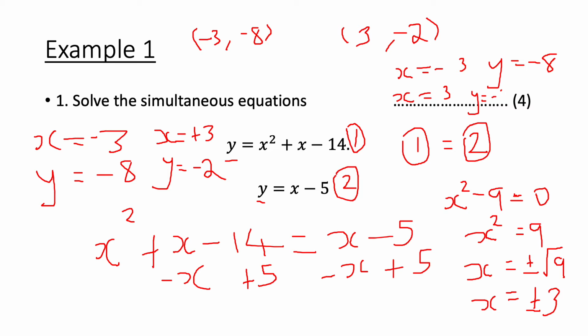So with this method, what I've done is equate the equations. Both of them have y equals, so I've set equation 1 equal to equation 2, because at that point the graphs are intersecting one another.